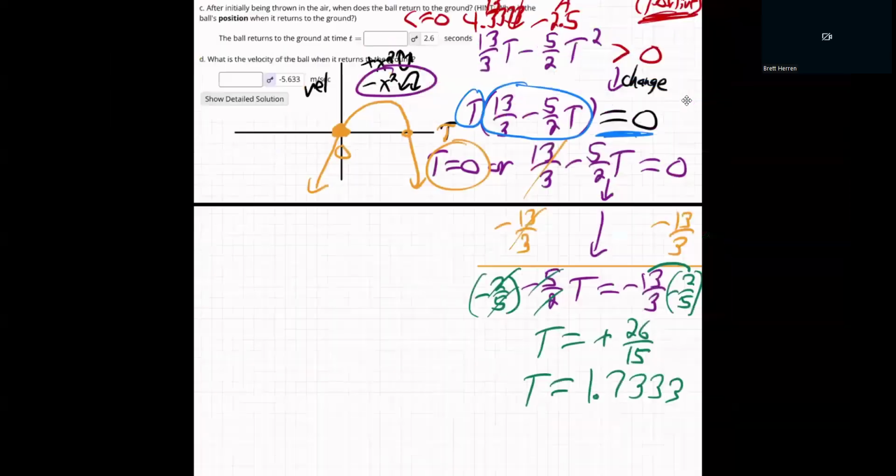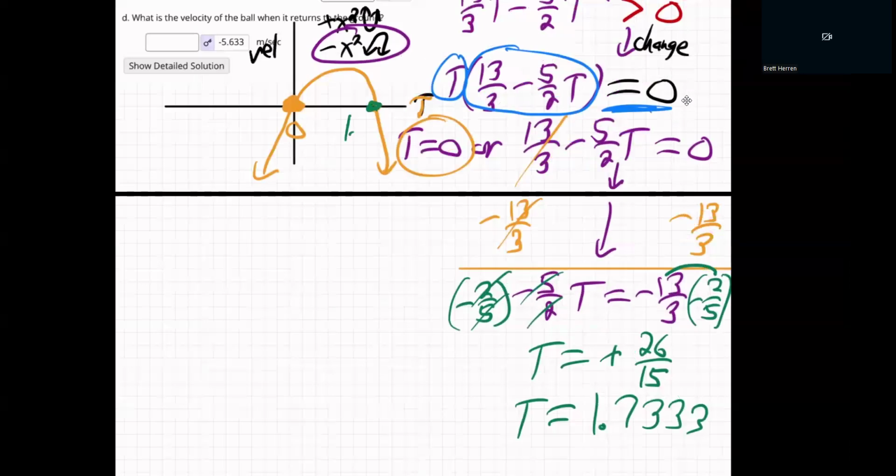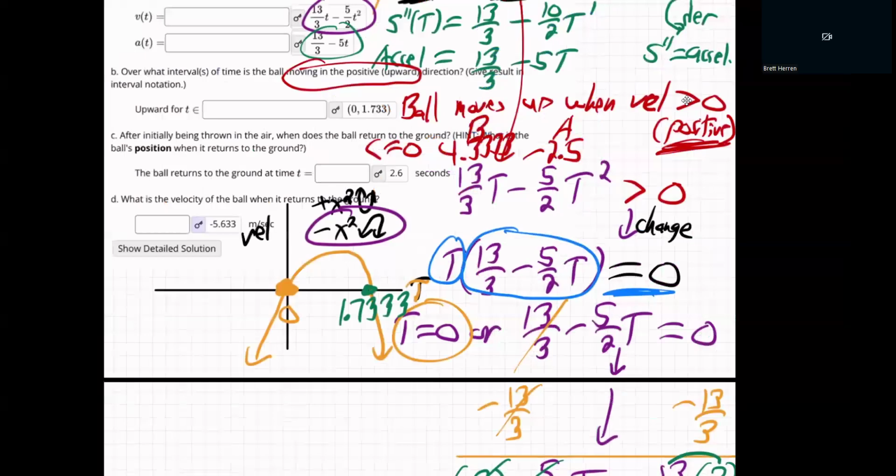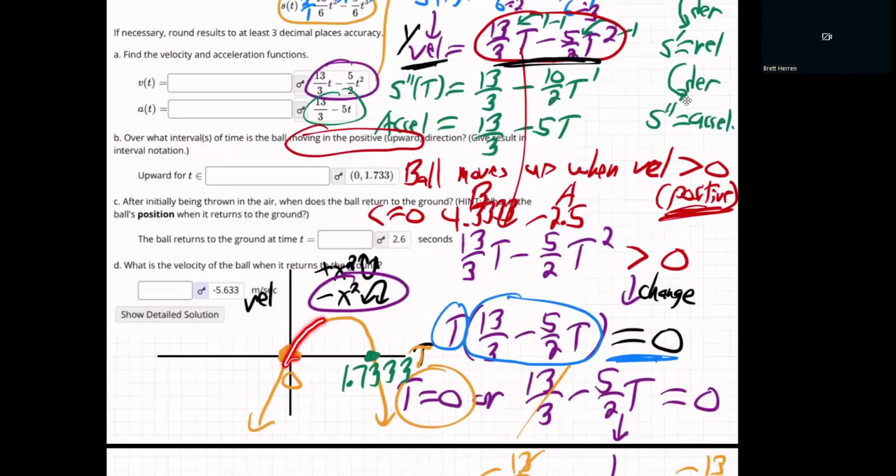You're going to get 1.7333, blah, blah, blah. So what does that mean? That's the answer right here, 1.7333. So that means this ball that they're throwing up into the air goes up, up, up, and comes down after 1.7333 seconds. So when is the ball moving? Oh, I'm sorry. This is the velocity, this isn't the position. I take that back. I was getting confused.